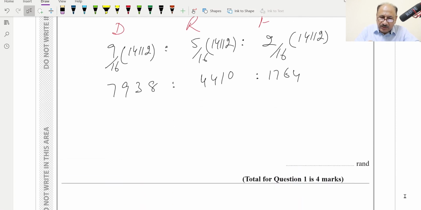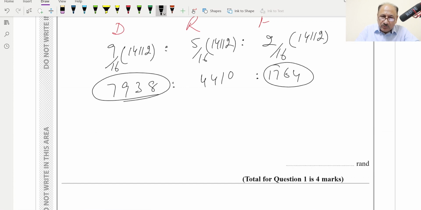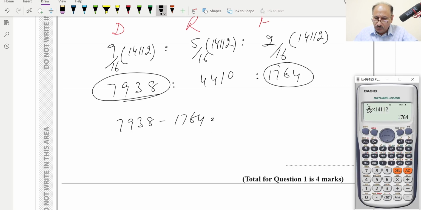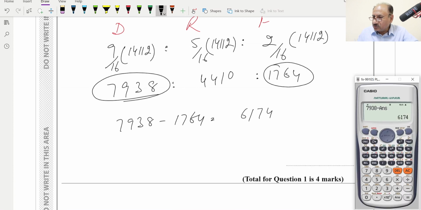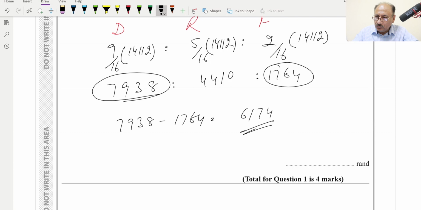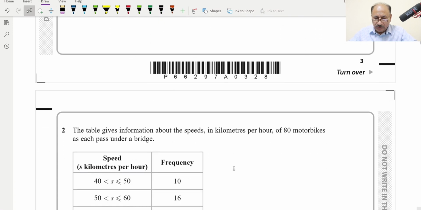Now we have to check the difference between dollars and francs. So this will be 7938 minus 1764, which is equal to 6174. So the answer is 6174 rand. This is our answer. Hopefully you understood this question.